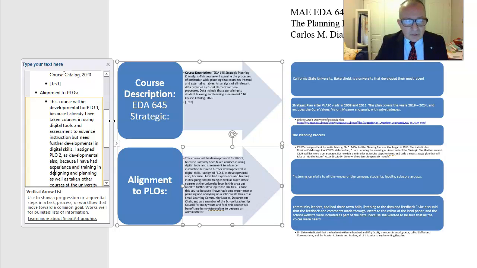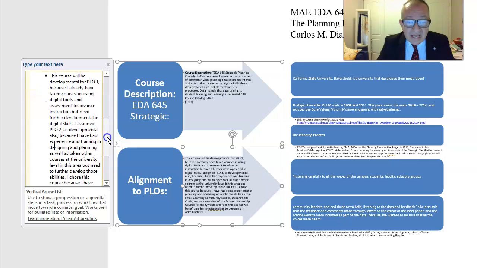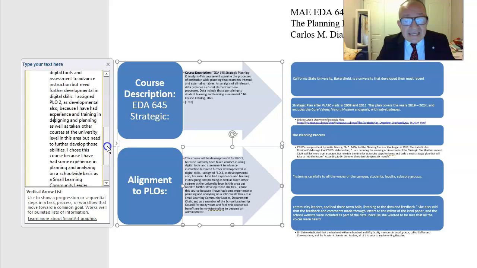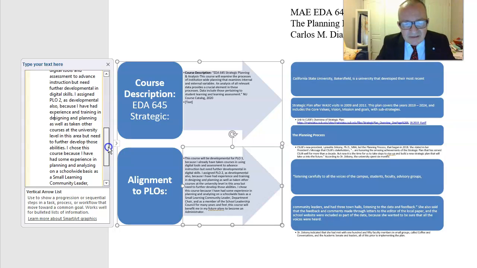So, for this reason, this course is aligned with the PLO 1 and 2, and I assigned a D for developing because I have had experience and training in designing and planning, as well as taking other courses at the university level in this area, but I need to further develop those abilities.